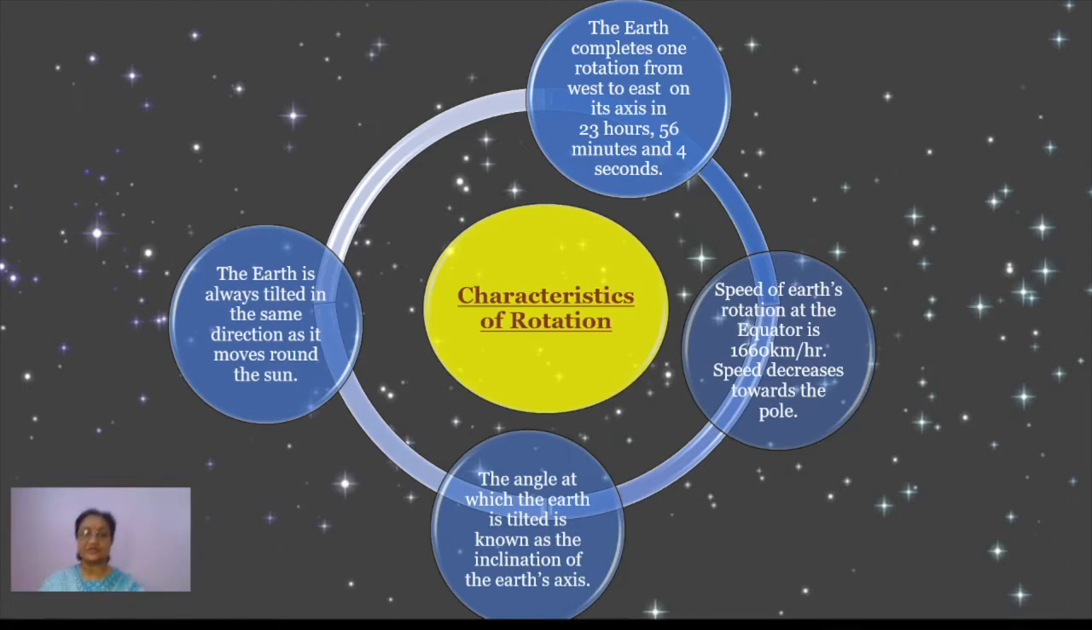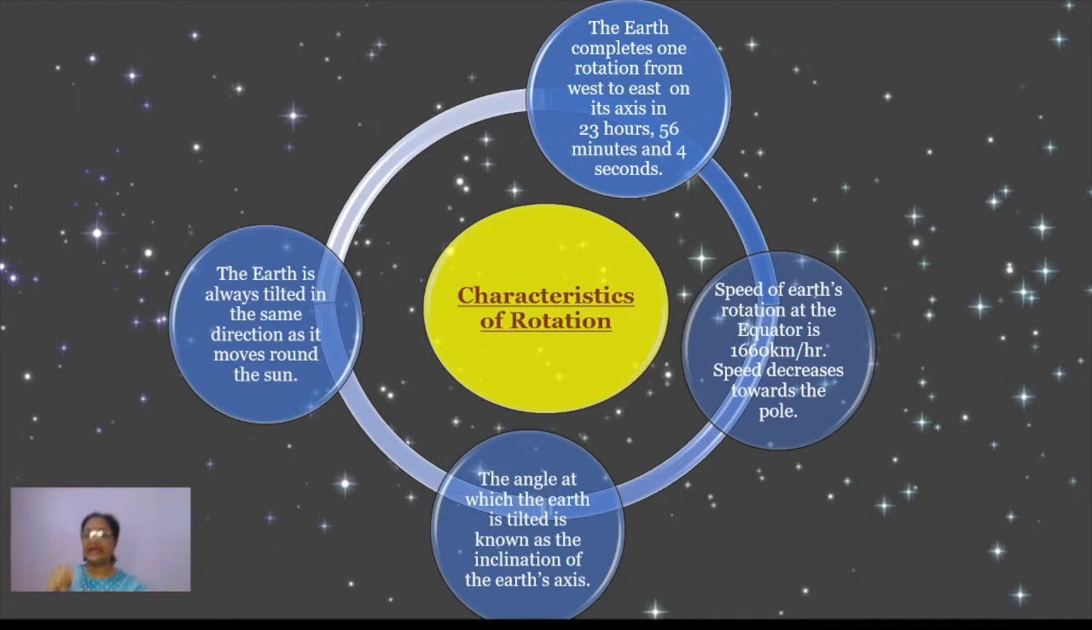And what is the direction of its movement? From west towards east. This is the movement of Earth. Next, the Earth is always tilted in the same direction. That means the axis on which the Earth rotates is always tilted in the same direction. It's not that today it's tilted this way and another day it is tilted like this. No. Always it is tilted in the same direction.